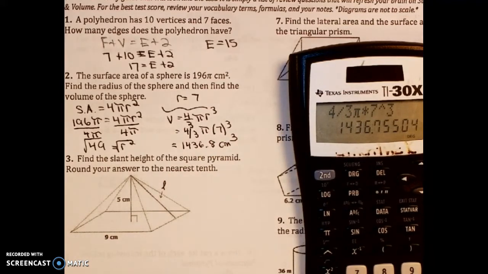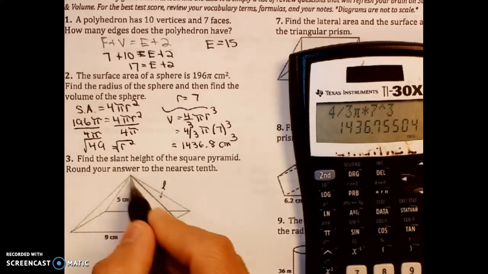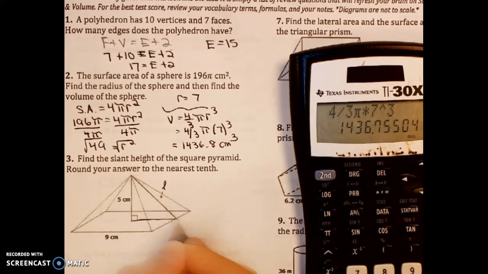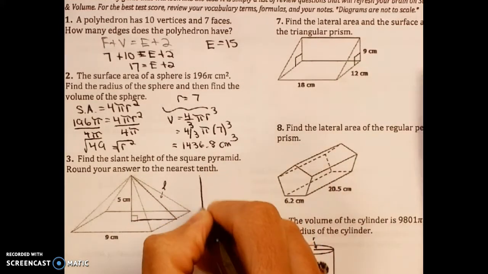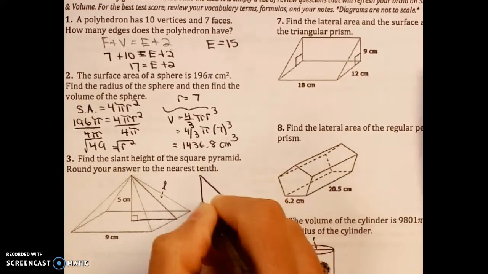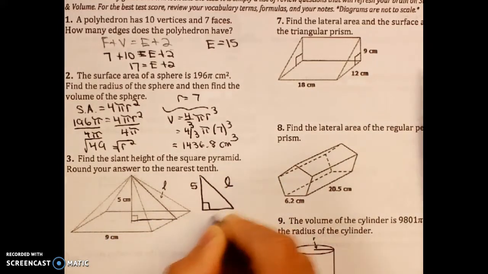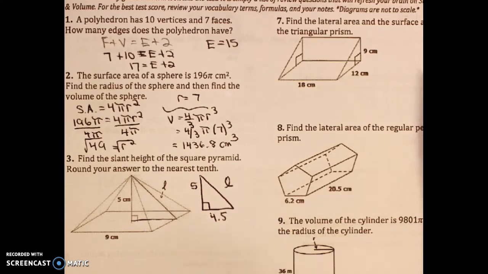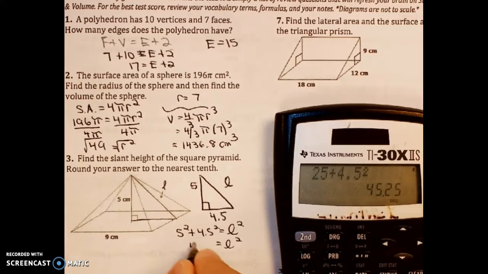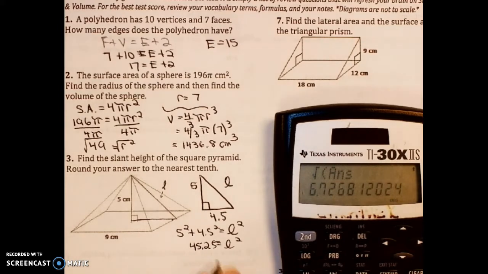Number 3, I'm looking for the slant height. So the slant height you can visually see, so that means I'm going to use Pythagorean's theorem. I have this is 5. The distance from the middle here is 4.5. We're going to set up Pythagorean's theorem. Again, plugging that into my calculator and then finally taking the square root. And it says nearest tenth, so 6.7.